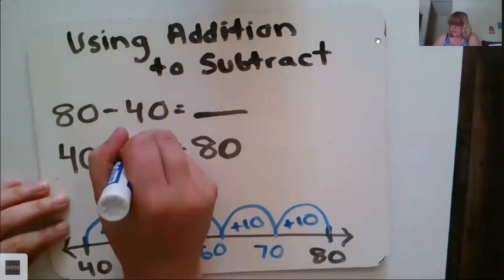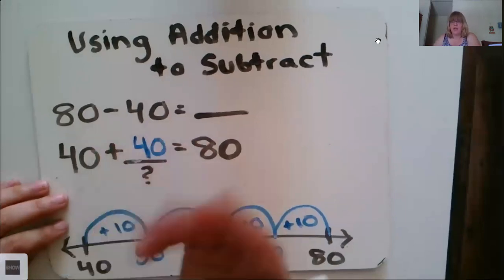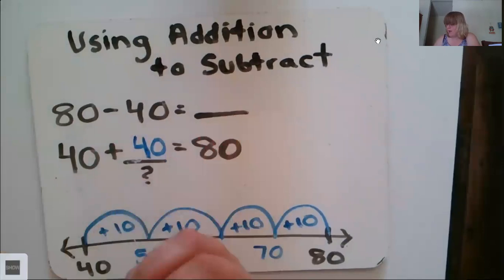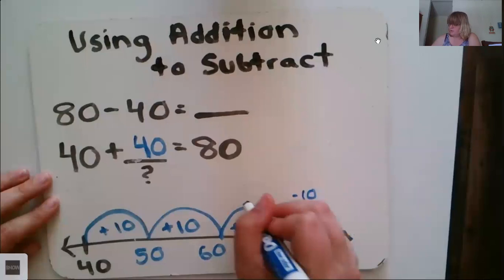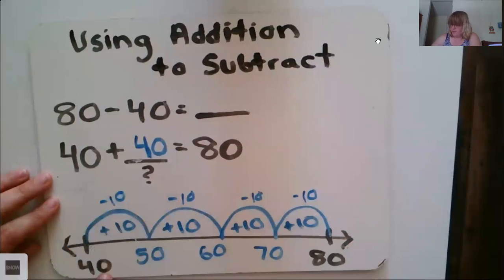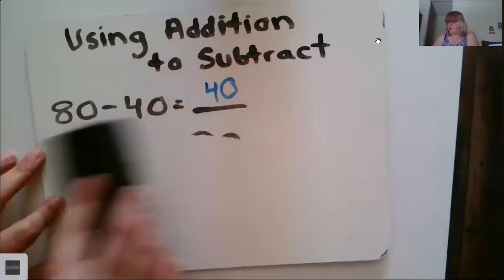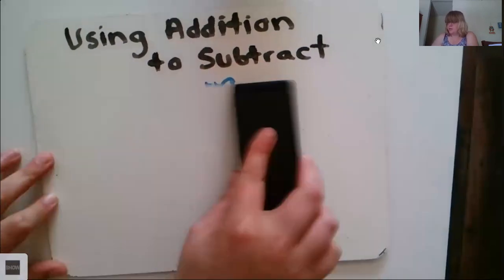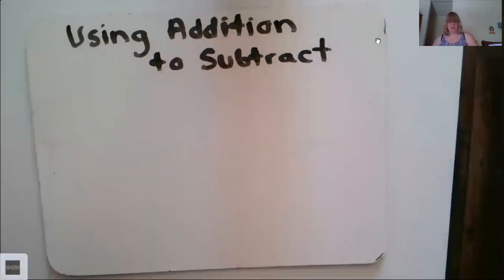And again, you're missing addend. That number you added is also the difference or the answer to your subtraction problem. So I had 80, and if I hop backwards 40, if I subtract 40, I land on 40. This is one of those strategies where it's really useful to draw some kind of model to help you solve.